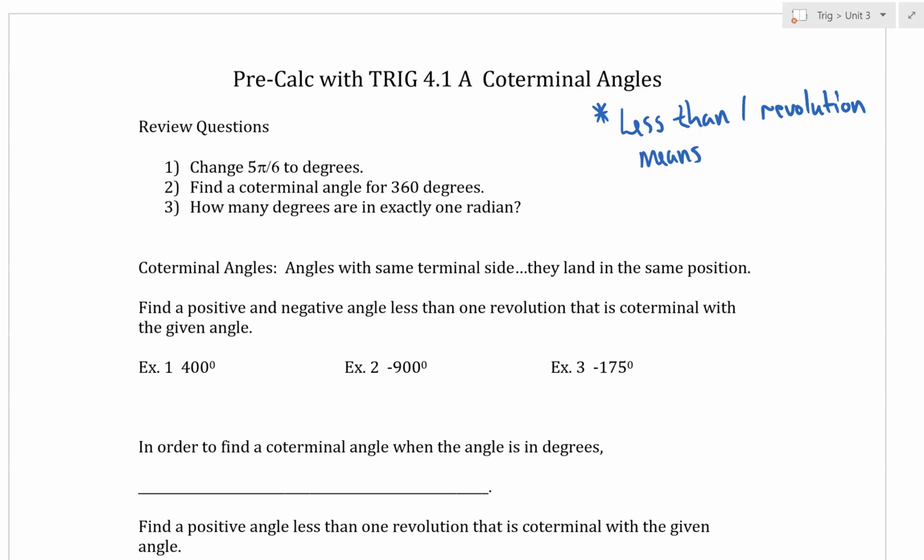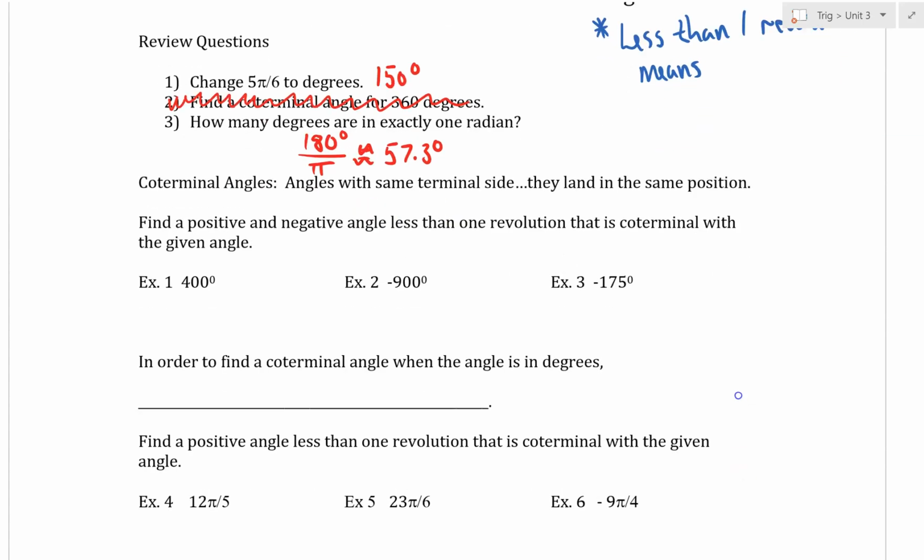You probably didn't understand number 2 because obviously we are talking about that right now. And I should have gone ahead and just cut that out. Didn't realize that was in there. Sorry. Change 5 pi over 6 to degrees. Well, that would be 150 degrees. And then how many degrees are in exactly 1 radian? We talked about that yesterday. And realistically, it's just 180 degrees, and we're dividing that by pi, which is basically 57.3 degrees, roughly. So those would be your 2 answers.